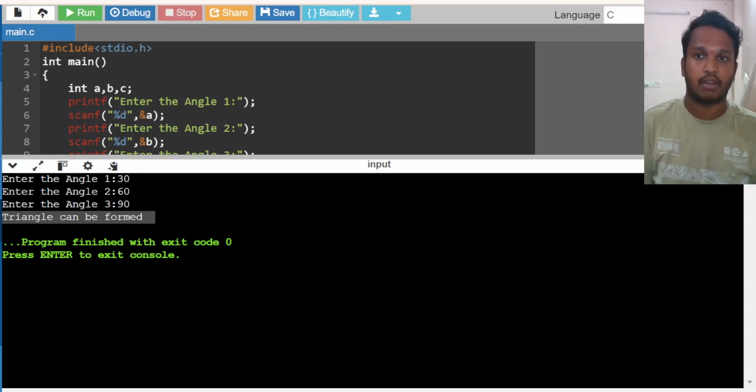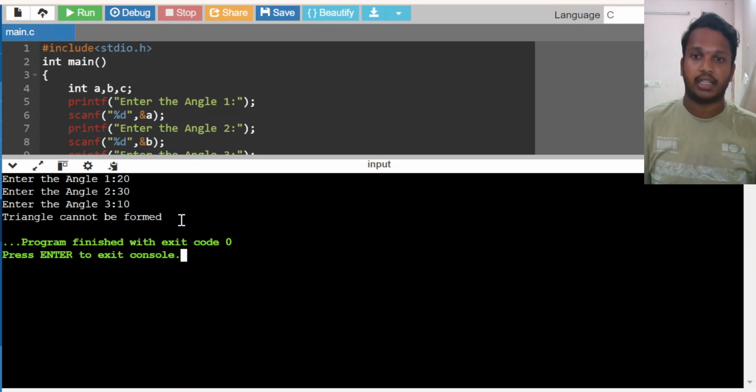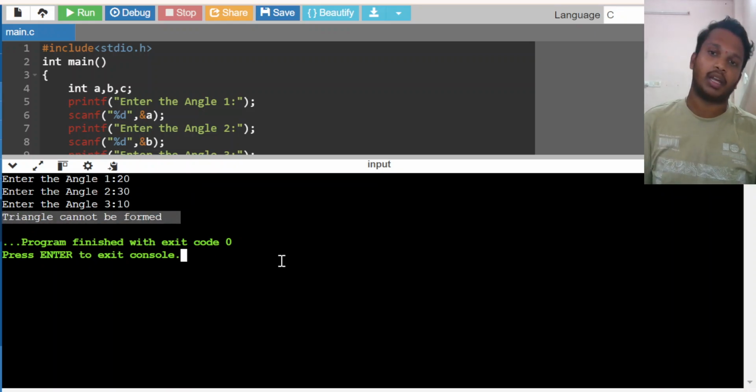Now I will check one wrong case. Okay. For example, think 20, 30 and 10. With this, the triangle cannot be formed, right? See, we are getting triangle cannot be formed. It is working well for every positive case. It is giving triangle can be formed. If it is wrong, it is telling the triangle cannot be formed. Hence our program is correct.